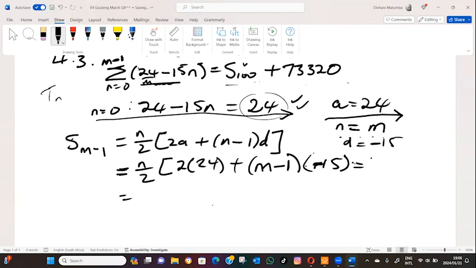So your S 100 will be a minus 73350 minus, that's the value we were given, minus 73320. So what we're gonna have is the following. What we're gonna get here is n over 2 into 2 times 24, that is 48, plus m times minus 15. So it will be a minus.